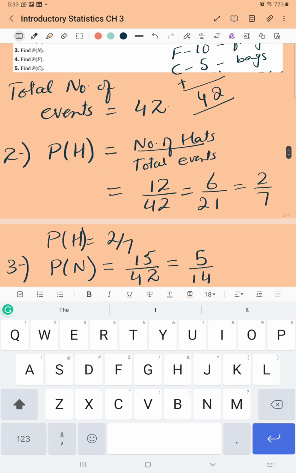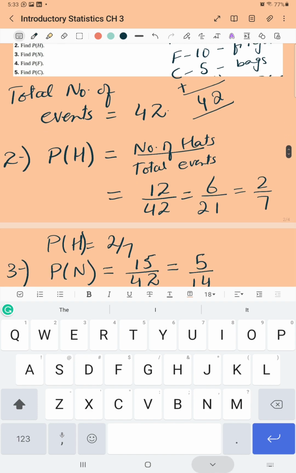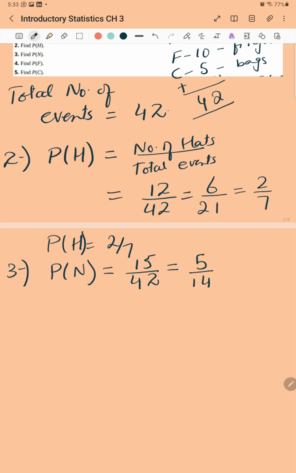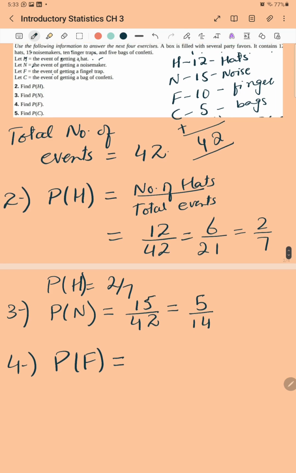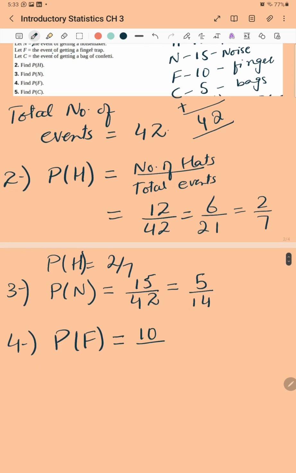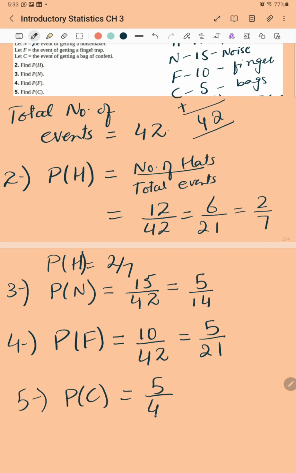Okay. Question number 4 is probability of F. Okay, so F is 10 finger traps and there are 10 over 42. You are always going to write the total number in the denominator. 2 5s are 10, 2 2s are 4, 2 1s are 2. Question number 5 is probability of C, which is 5. 5 by 42. 5 by 42 cannot be simplified, so 5 by 42 is the answer as such. Okay, so we have completed this question.